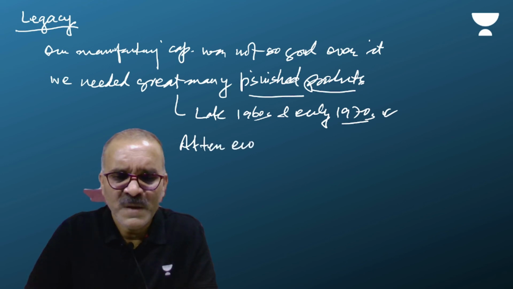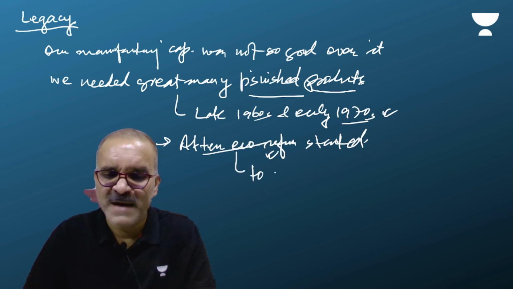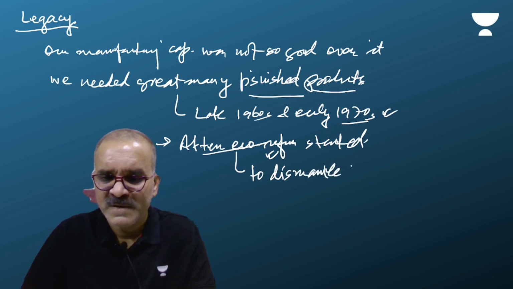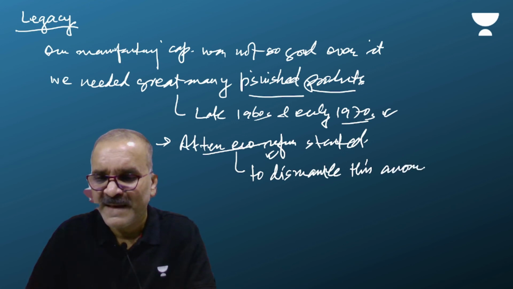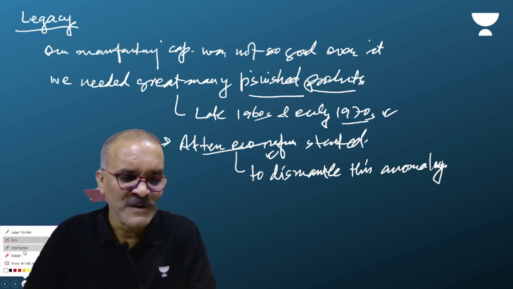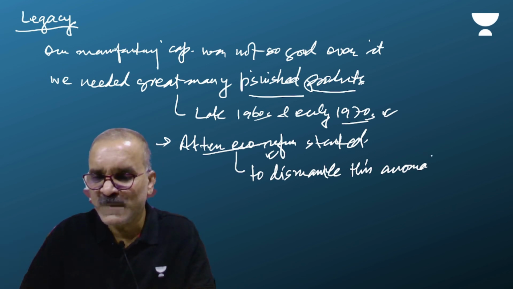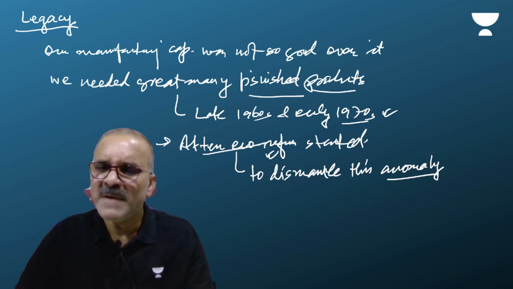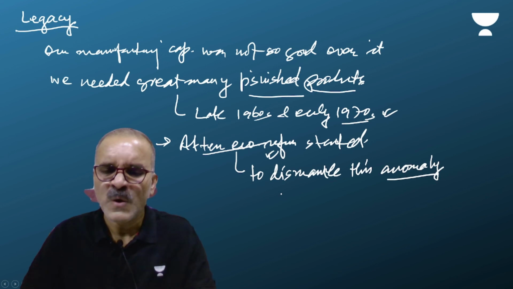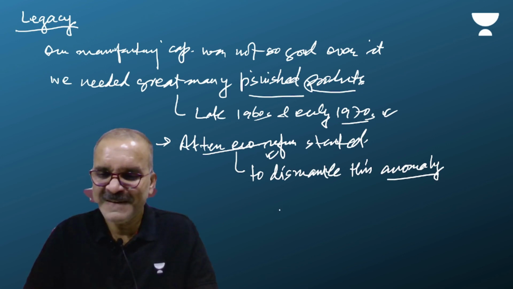But particularly after economic reforms started in the country, India started encouraging domestic manufacturing. And now was the time to dismantle this anomaly. And year after year, in great many sectors, this anomaly was resolved by the government of India. Okay? This anomaly the government wanted to resolve in years to come. And even today, in many sectors, legacy issues are there. Older policies are being carried forward, because in such a scenario, a status quo helps everybody except the economic system overall. Clear? So be careful.